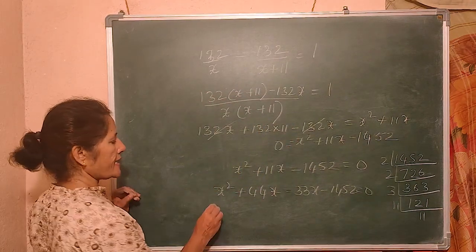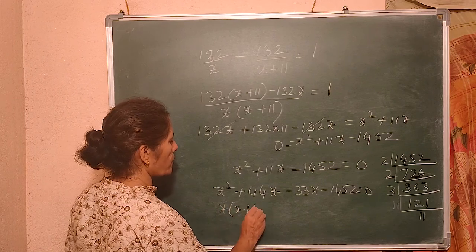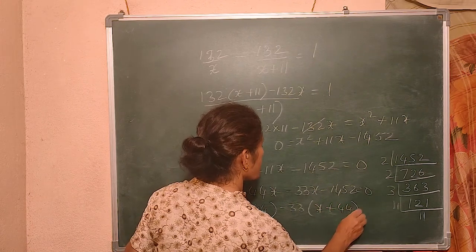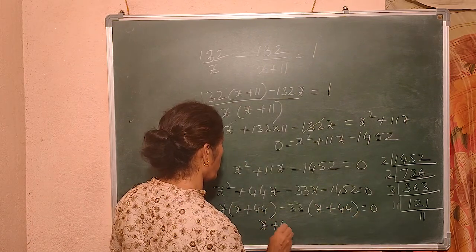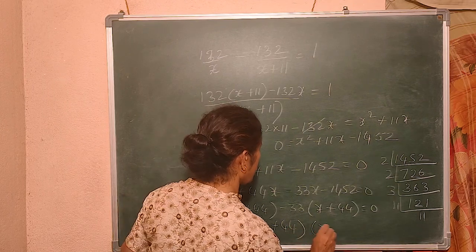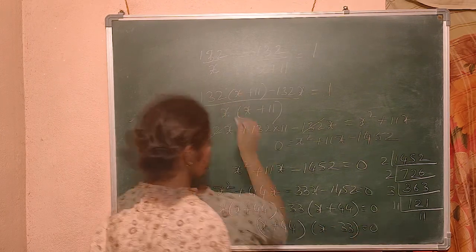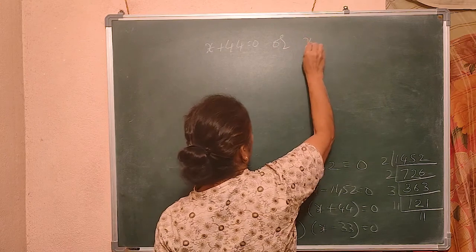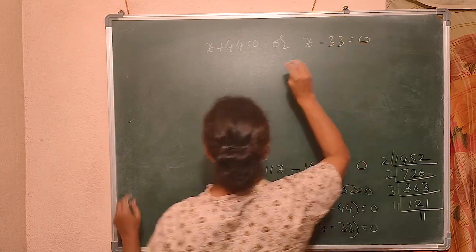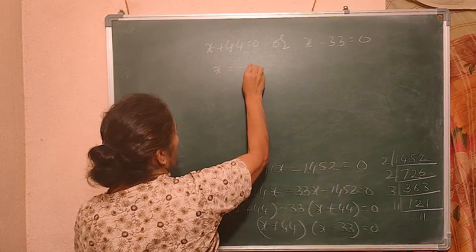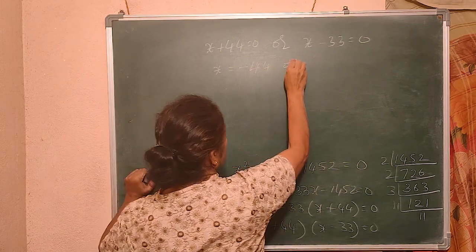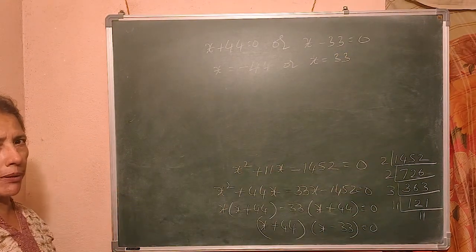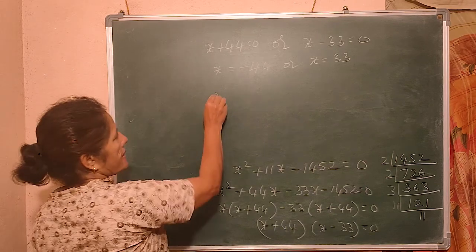So I got like this, x into x plus 44 minus 33 into x plus 44 is equal to 0. So x plus 44 into x minus 33 is equal to 0. x plus 44 is equal to 0 or x minus 33 is equal to 0. x is equal to minus 44 or x is equal to 33. So minus 44, speed cannot be minus. So x is equal to 33.